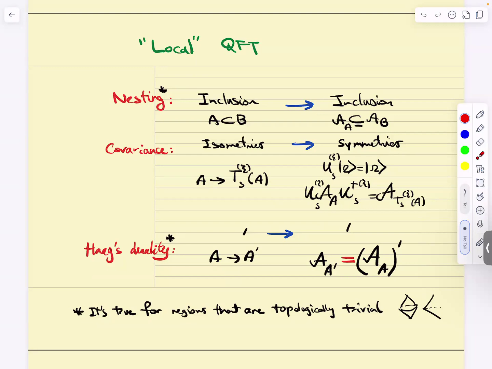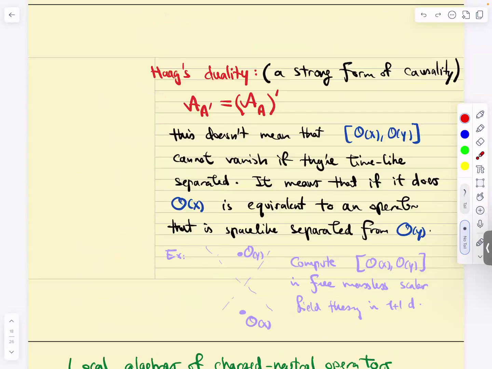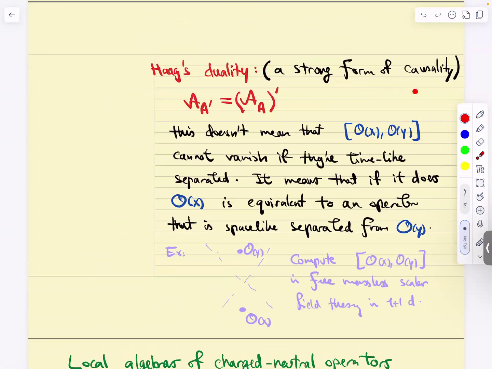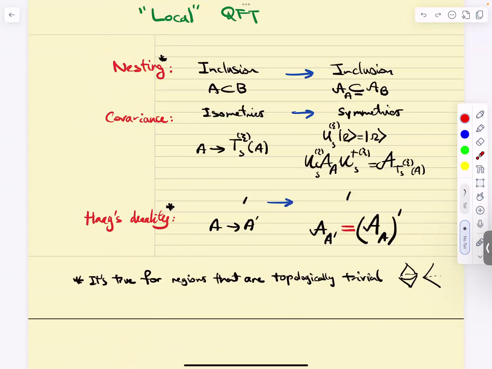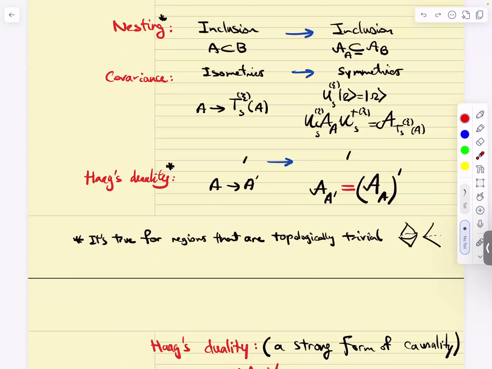Good. Now, a fact about relativistic quantum field theory, which I will not have time to prove because it's complicated, is that this is true for topologically trivial regions that are causally complete in quantum field theory, such as double cones and wedges. In particular, the proof for wedges is very old, from the 60s. So that's why Haag is here. But think of Haag's duality as a strong form of causality, because this being inside that was causality. Being equal is stronger than that.